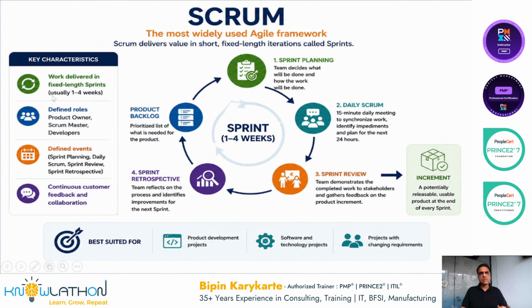There are some roles which are properly defined, properly staffed, and people take them very seriously. There are some defined events as per the Scrum processes like sprint planning, daily Scrum, sprint review, sprint retrospective, etc. And continuous customer feedback and collaboration. So you start with the sprint planning. Then once your sprint, that is your iteration, starts, you do a daily Scrum. Daily Scrum means you come together, sit together on a daily basis, and then you discuss the things.